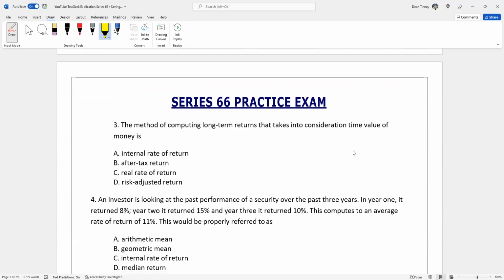The method of computing long-term returns that takes into consideration the time value of money. Well, you can kind of do what I call process of elimination. So by process of elimination, you can say, well, no, that's not risk-adjusted return. It's not the real rate of return, because that would have something about inflation in the question. It's not the after-tax return, because that would be something about taxes. And so by process of elimination, we would get the internal rate of return. So A, for example, in a bond that you buy today, present value, future value, that yield to maturity represents the internal rate of return.